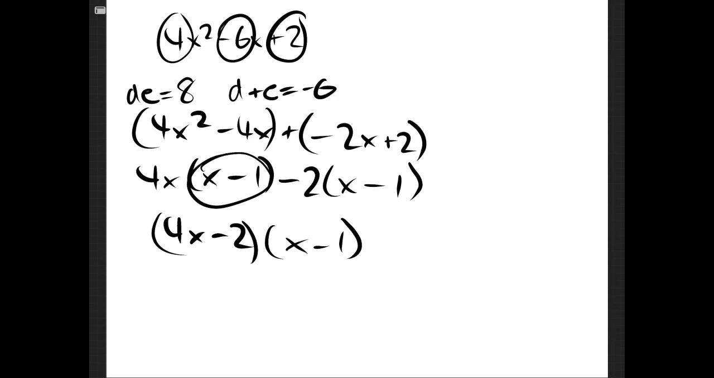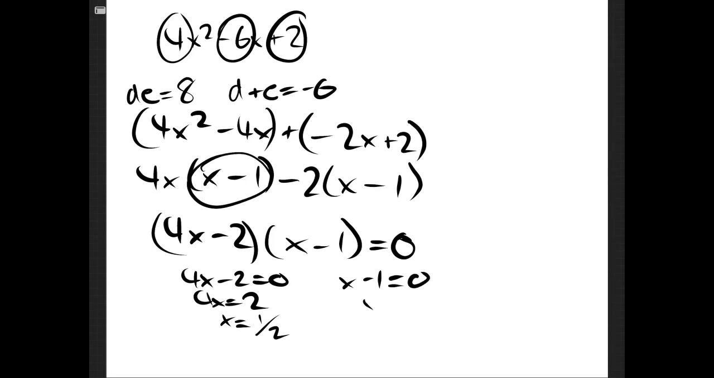And now also you can just solve this like we did in 8.5. Again, easy. 4x minus 2 equals 0. 4x equals 2. x equals 2/4 or 1/2. And x minus 1 equals 0. x equals 1. So x equals 1/2 or 1. And let's move on to our next example.